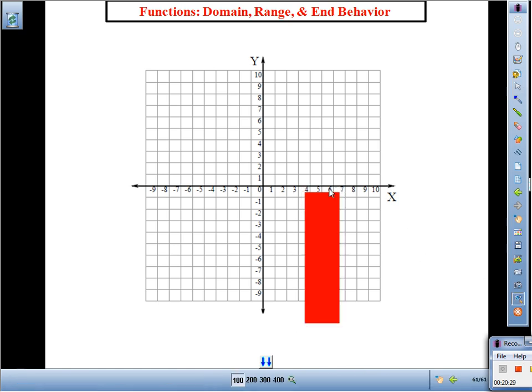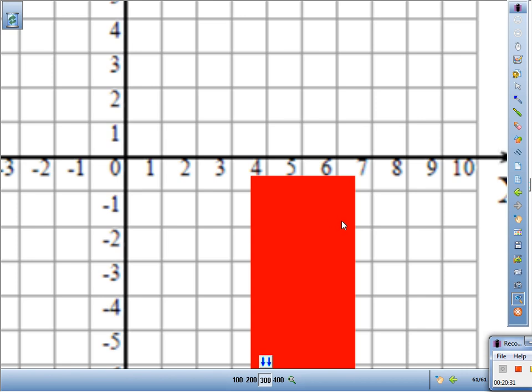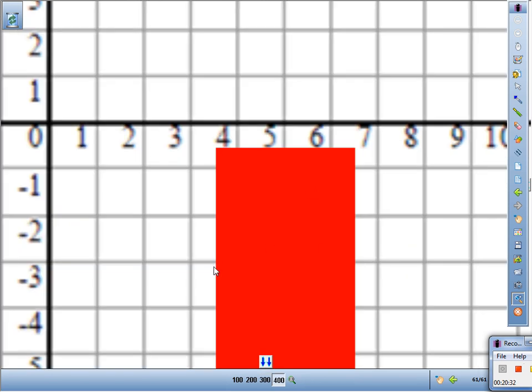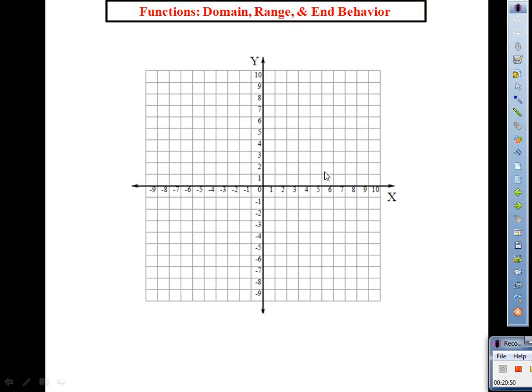All right, let me zoom in. We're still on the domain. What would be the endpoints for this domain, everyone? 3.5 and 6.5. So right now I'm just showing you exact numbers, but it could be decimals. All right. So did everybody understand the idea with domain? Okay, now I'm going to range.